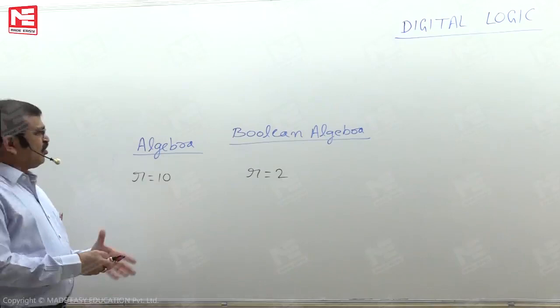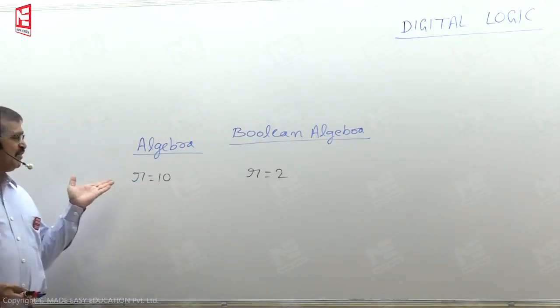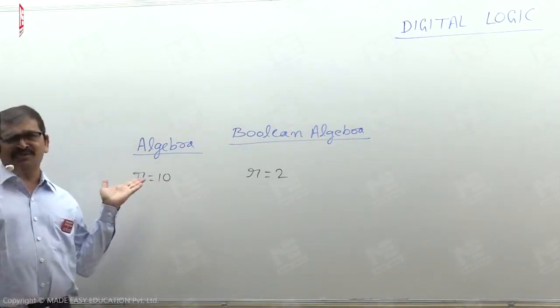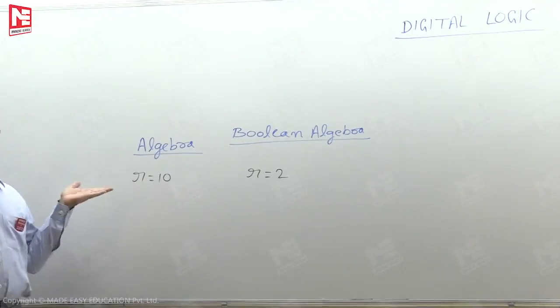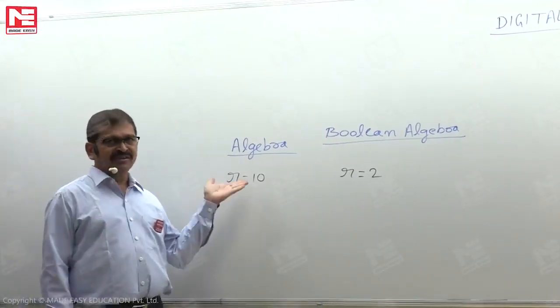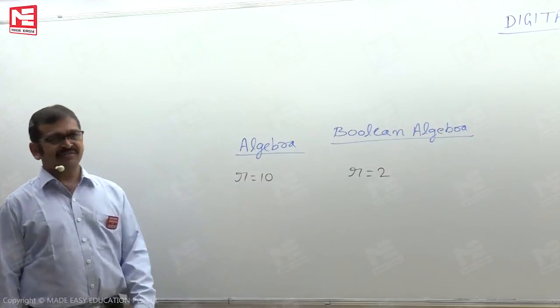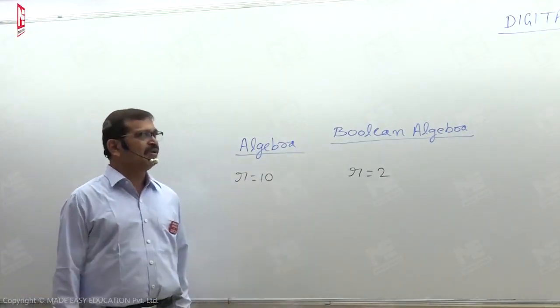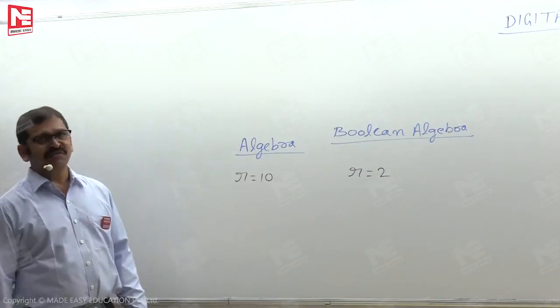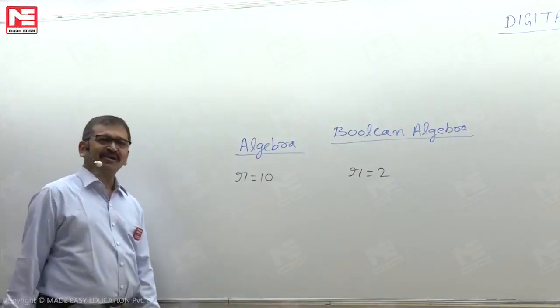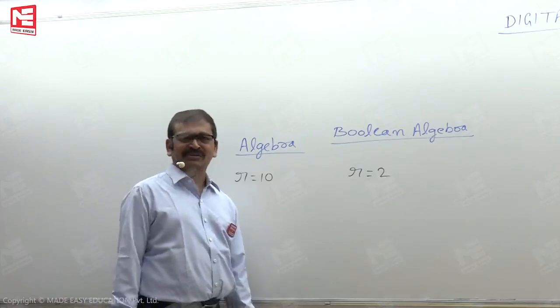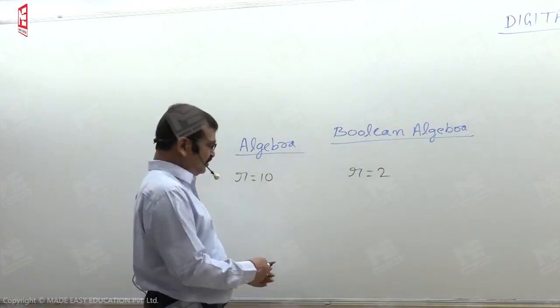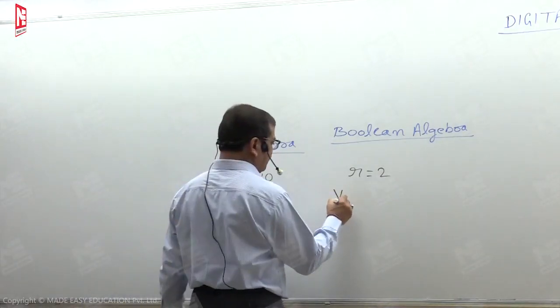In this conventional algebra, we are dealing with equations and expressions. In these equations and expressions, basically we are relating the variables by using a few operators. Similar to this conventional algebra, even in Boolean algebra we are dealing with equations and expressions. So here also, in these equations and expressions, we need to relate the variables by using a few operators.